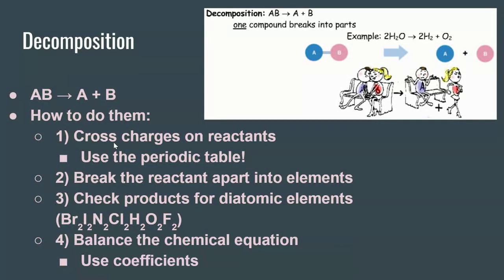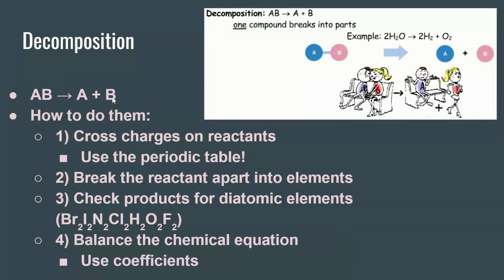If you do not remember that from way back in the end of October, please reach out to me. If you need some help reviewing, I will help you. But if you do remember, check on the periodic table, find out your charges, and cross them on the reactants. Then break the reactants apart into the elements that you see. Check the products, which are going to be individual elements, to see if any of them are diatomic. If they are diatomic, please put a subscript of 2, that is Brinkelhoff.